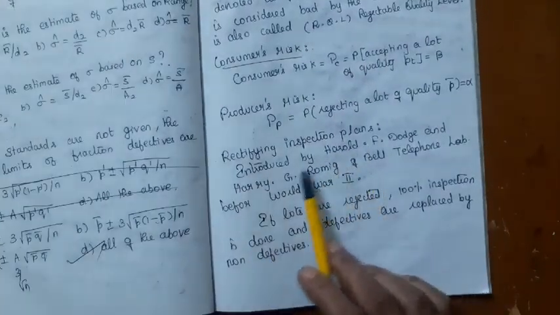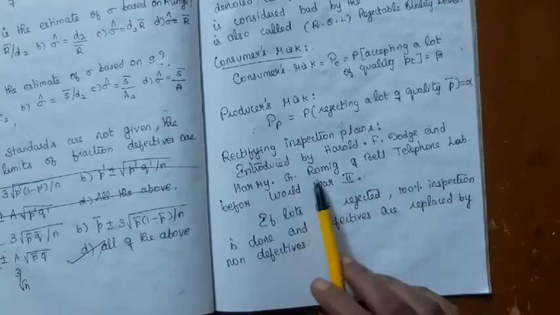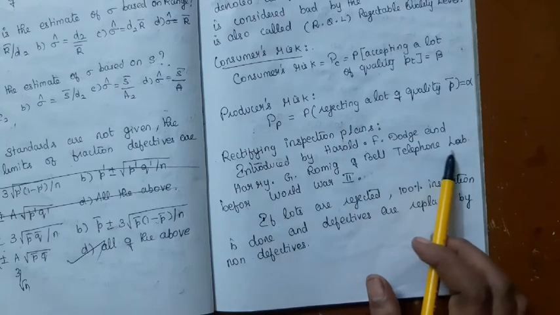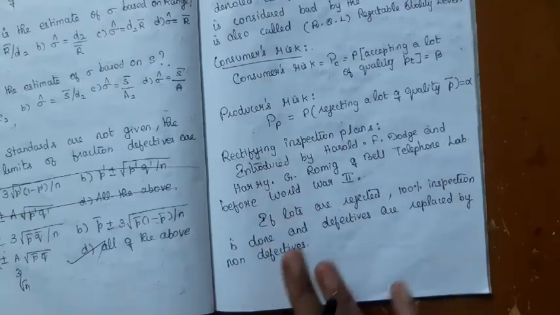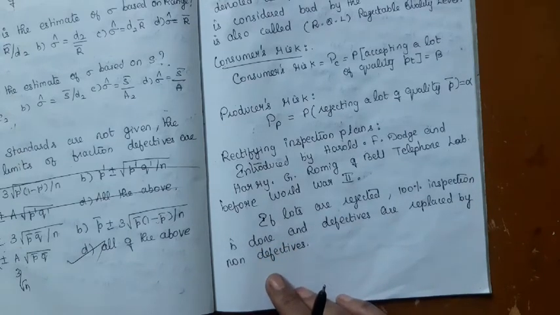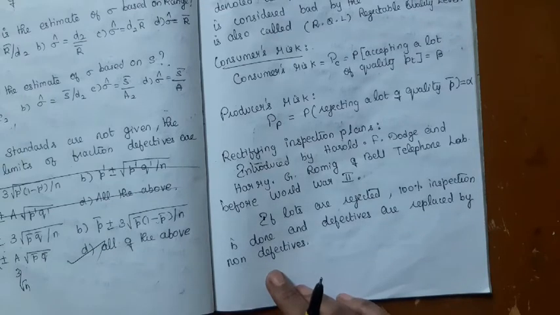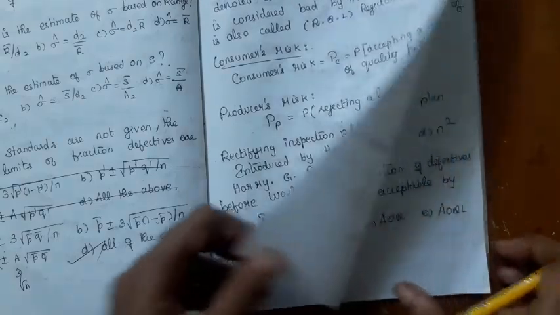Rectifying inspection plans were introduced by Harold F. Dodge and Harry G. Romig of Bell Telephone Laboratories before World War II. Here, if you are rejecting the lots, you will do 100% inspection of all the units, and you will replace the defective items with non-defective items, and in that way you ensure that the outgoing quality is far better than the incoming quality.